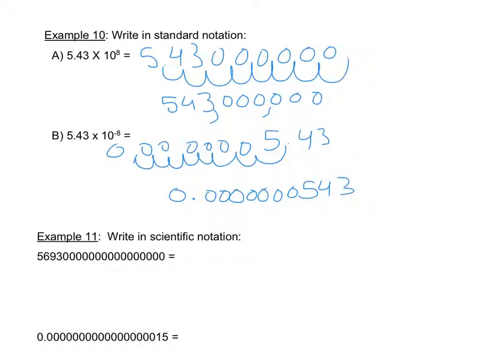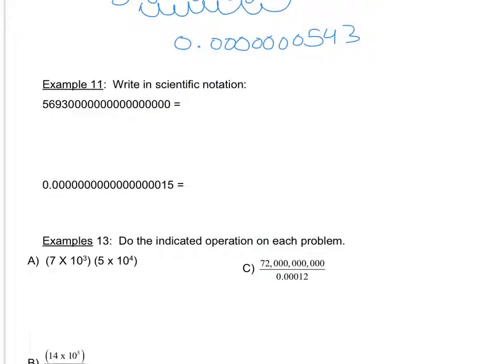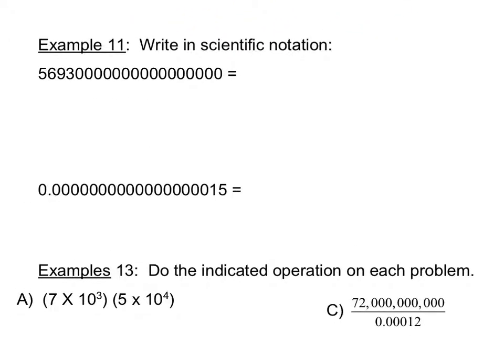Okay. So see how this number is bigger than 1 at the end result, and it was a positive exponent. This number is smaller than 1, and it's a negative exponent. So see how this number is bigger than 1? That means we're going to end up with a positive exponent. So what we need to do is count. We need to get the number between 1 and 10, so we have to move this decimal back.